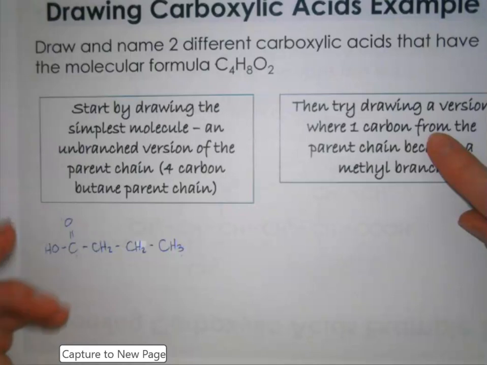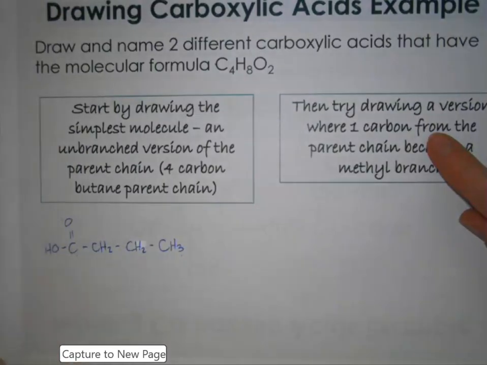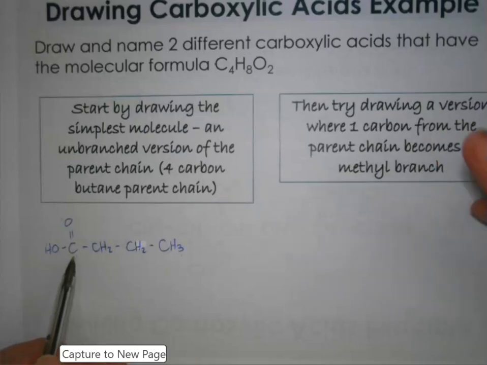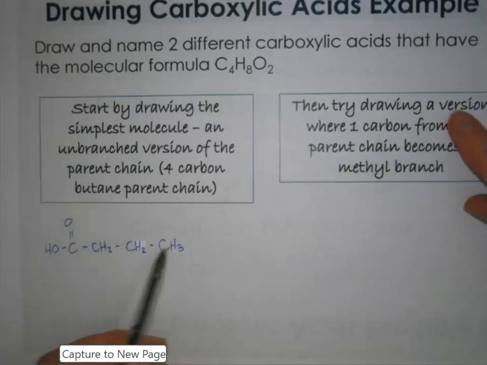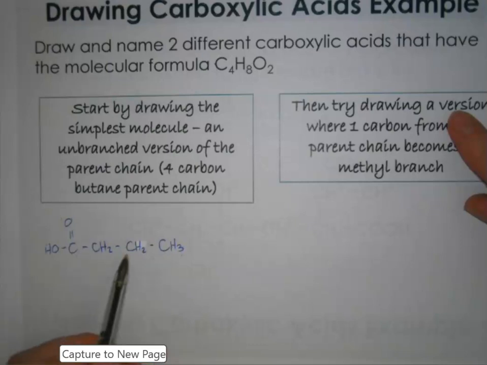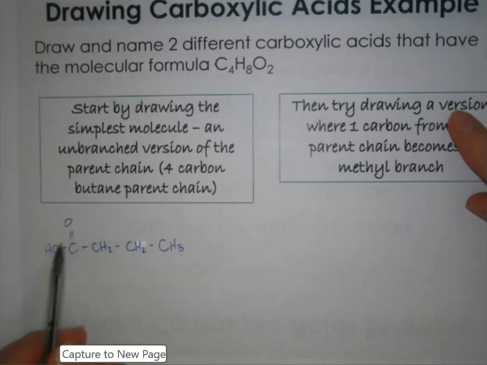Now, if we want to draw another version of this, we want to start seeing if we can branch off. So remember that means you take 1 off of the main chain. So if we had 4 here to start, let's take this guy off the end and think about where we could put it. It can't be attached to this carbon because otherwise that's just the same structure. So it has to be attached to this carbon that comes right after the carboxylic acid. And it can't be attached to the carbon with the carboxylic acid because that already has 4 bonds. So the only option is to put it on carbon 2.